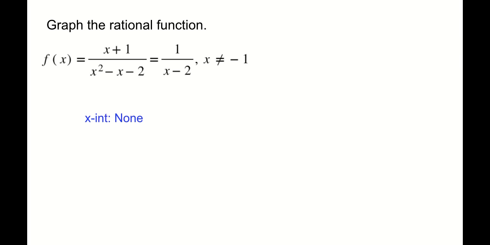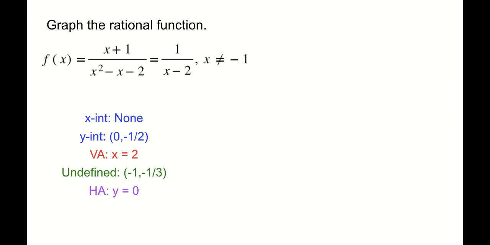So I have the x-intercept, which is none. I don't have any x-intercepts. I have a y-intercept at (0, -1/2). I have a vertical asymptote at x equals 2. I have an undefined point at (-1, -1/3). And I have a horizontal asymptote at y equals 0.